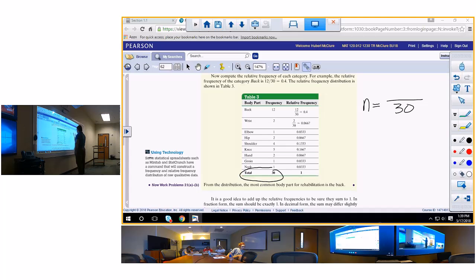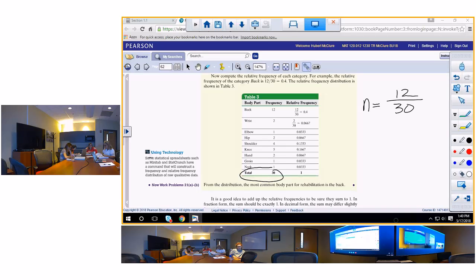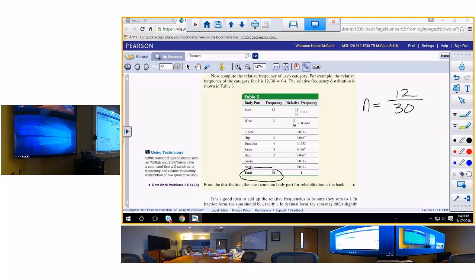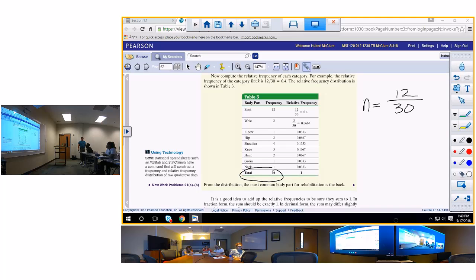So the first one would be 12 over 30 and multiply by 100, depending on if they want a percentage or just a decimal. It doesn't matter. So the relative frequency is equal to the count over N. So when you see relative frequency on a test, what do you think? What the heck is that? It's the number over the total.